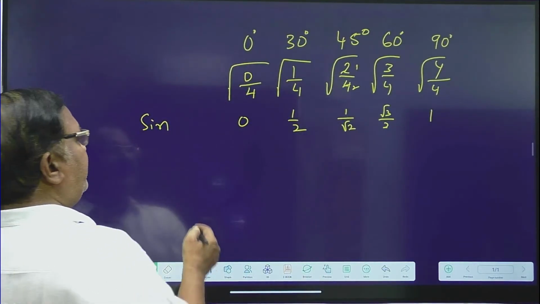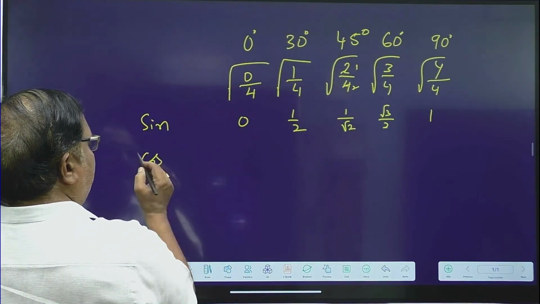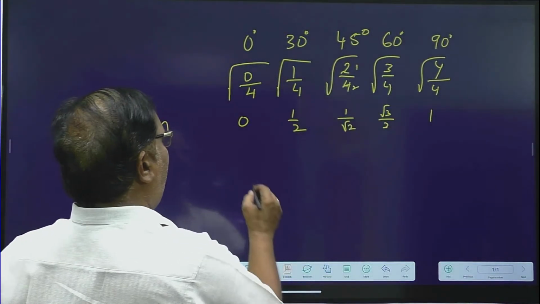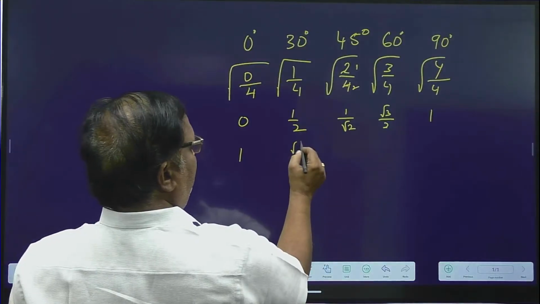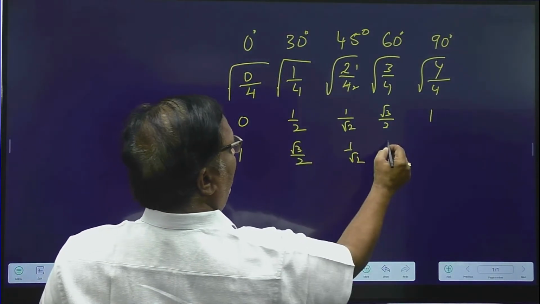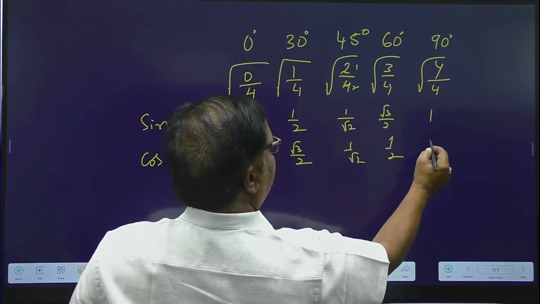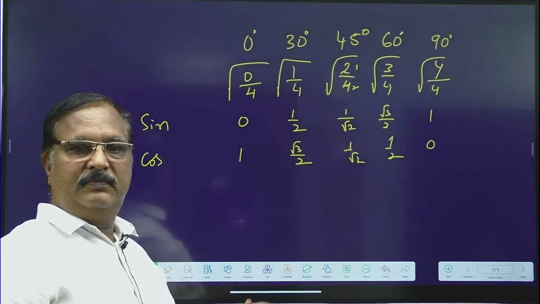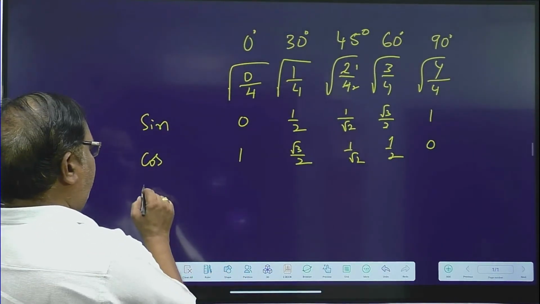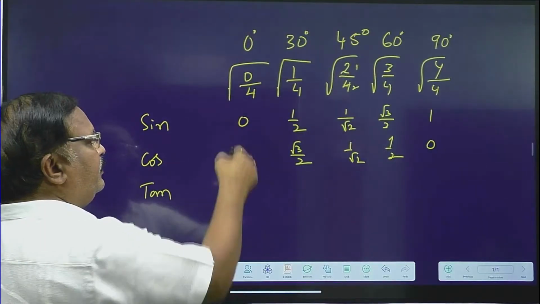Now for cos, you just reverse the order. Start from here: 1, root 3 by 2, 1 upon root 2, half and 0. This is cos.